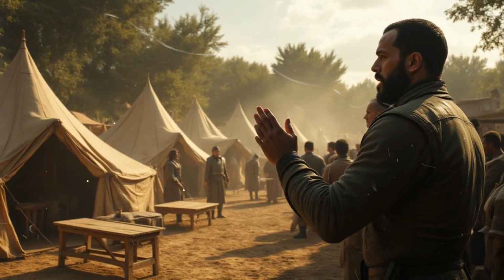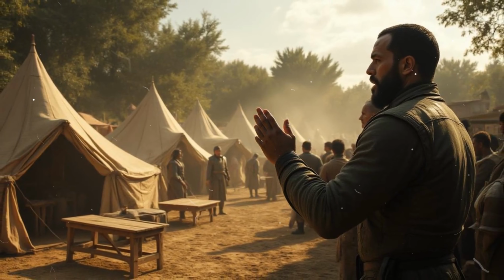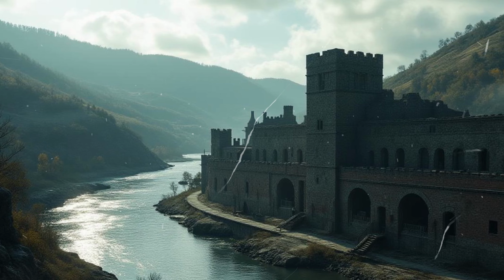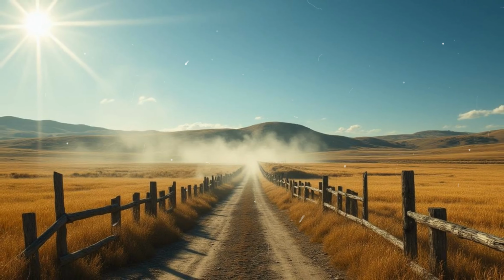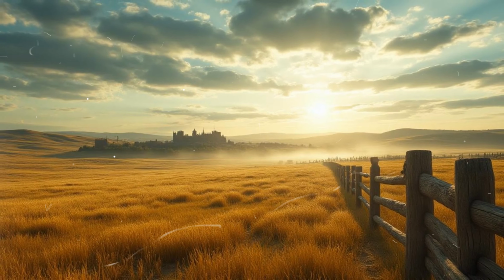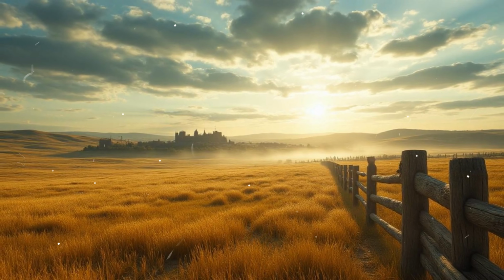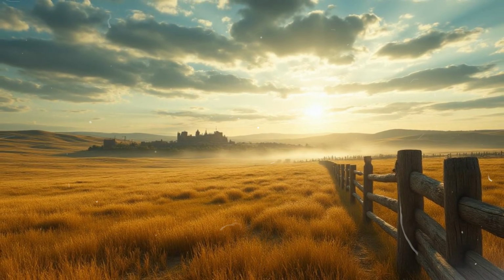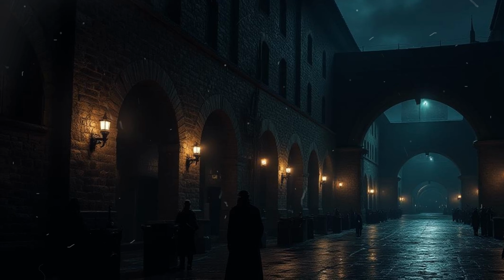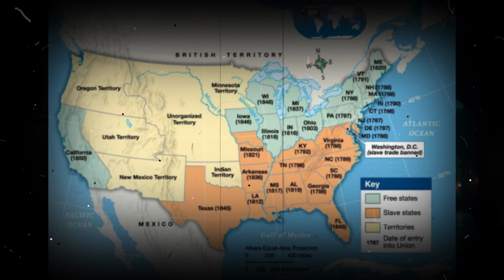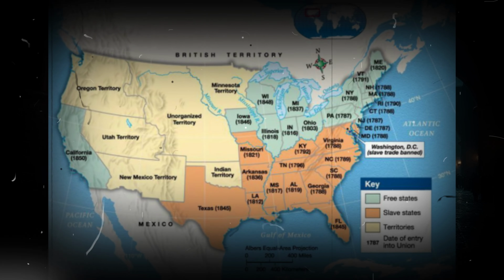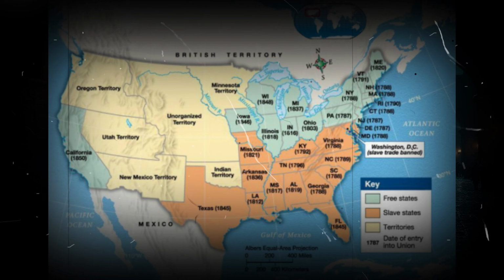Immediately after Lincoln's election, Southern states began to feel threatened. Their way of life, built around slavery, seemed at risk under a president who was unwilling to let the institution expand. South Carolina, the first state to secede, declared its departure from the Union in December 1860. The rest of the Deep South followed suit quickly. Mississippi, Florida, Alabama, Georgia, Louisiana, and Texas all left the Union in early 1861.